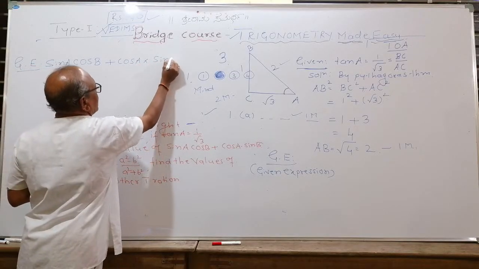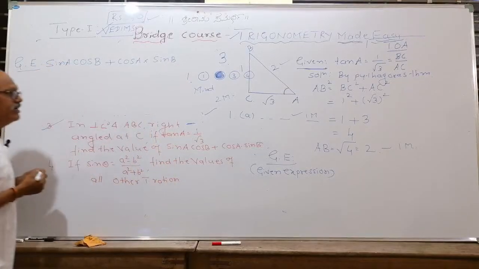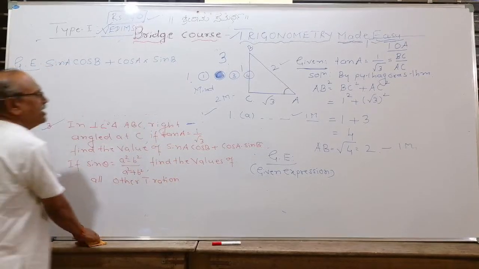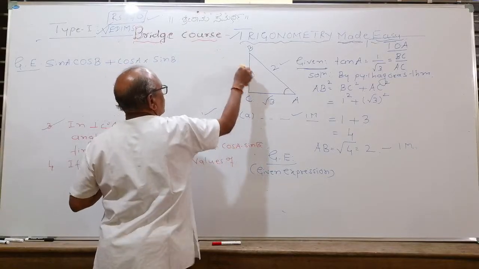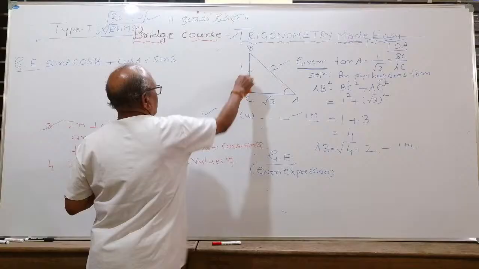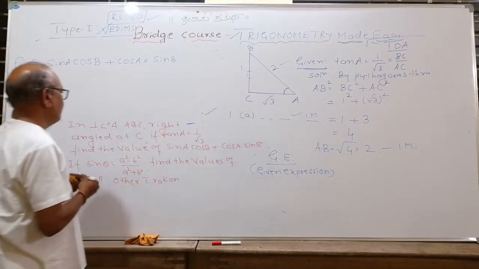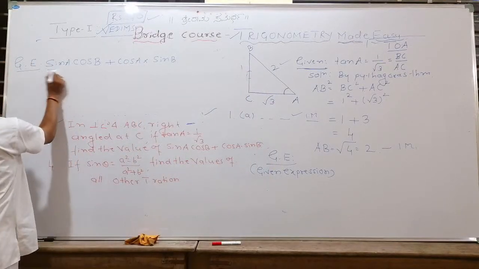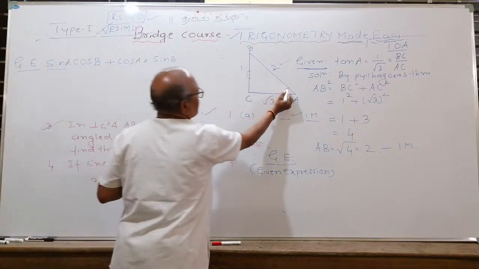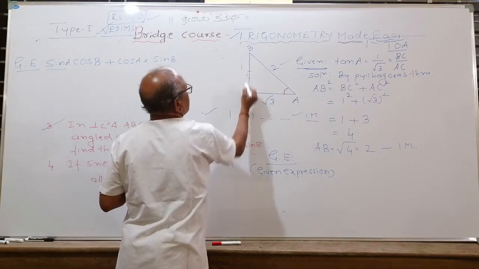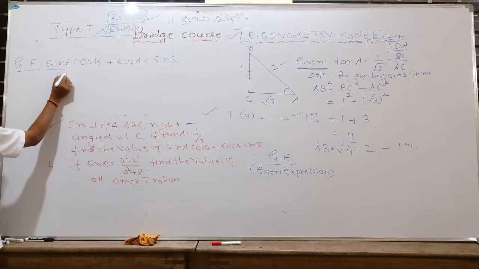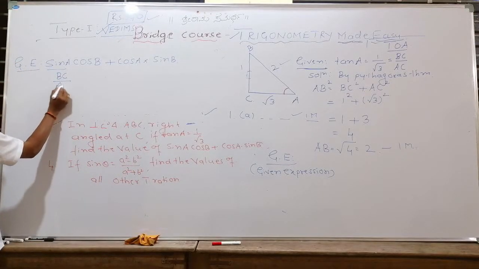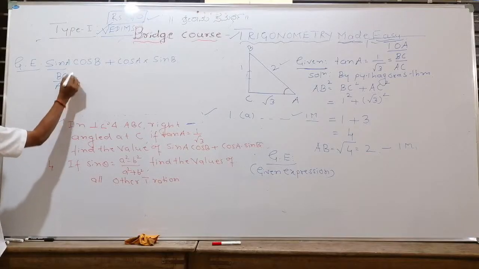Particularly, the reference angles are different here. Okay, observe. Same right angle triangle, reference angle. When it is sin A, what is the reference angle? Reference angle is A. Then opposite will be BC upon AB. I will write here BC upon AB into cos B.